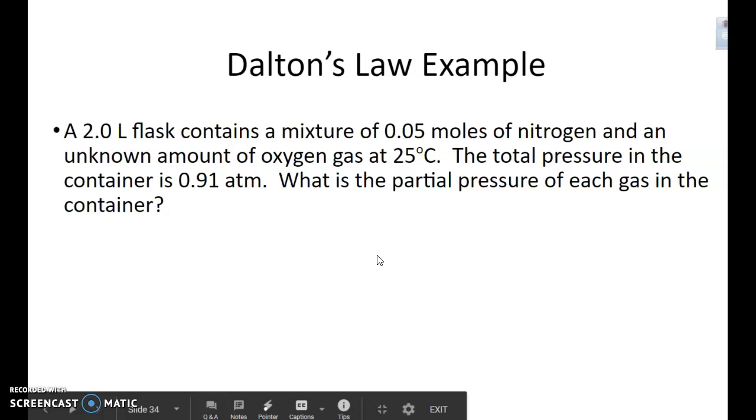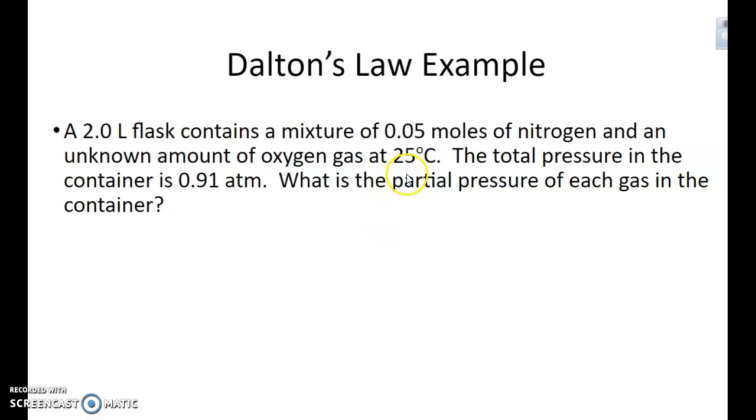All right. So as an example here, we've got a 2-liter flask. Contains 0.05 moles of nitrogen and an unknown amount of oxygen at 25 degrees Celsius. The total pressure is 0.91. So obviously some of that is contributed to the nitrogen and some of it to the oxygen. So we want to know the partial pressure of each gas in the container.